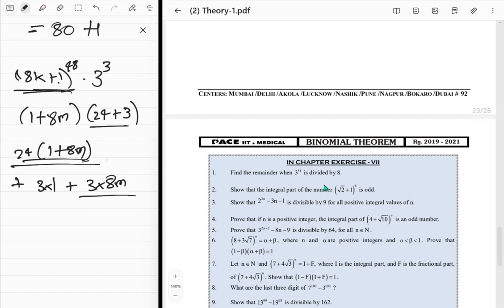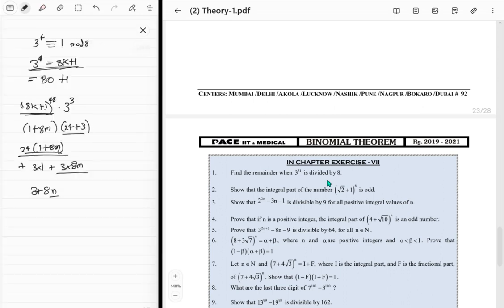So this whole thing is just 3 plus 8n, where n is some integer, right? So the remainder when 3 power 51 is divided by 8 is 3. We did it, we proved that. And that's the answer which is given.